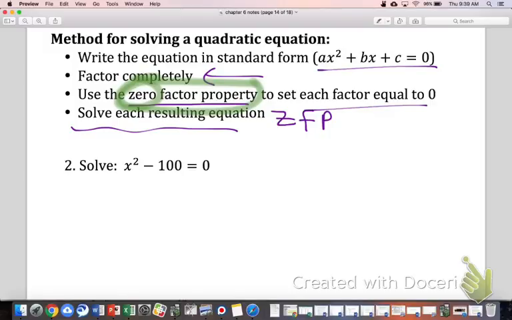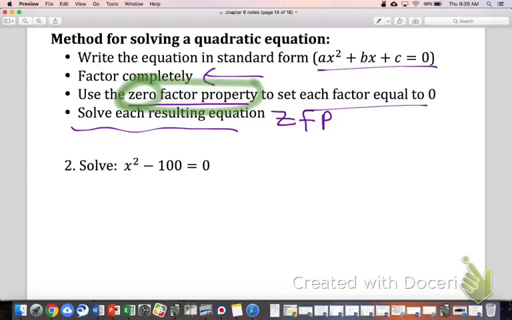Okay, so let's practice a few of these and see how you do. We're going to start with number 2. Number 2 says solve x squared minus 100 is equal to 0. Let's take a look first and identify, is x squared minus 100 equals 0 already in standard form of a quadratic, or do we need to do something to get it to standard form? What do you think? Is it there or not? No, what do we need to do?